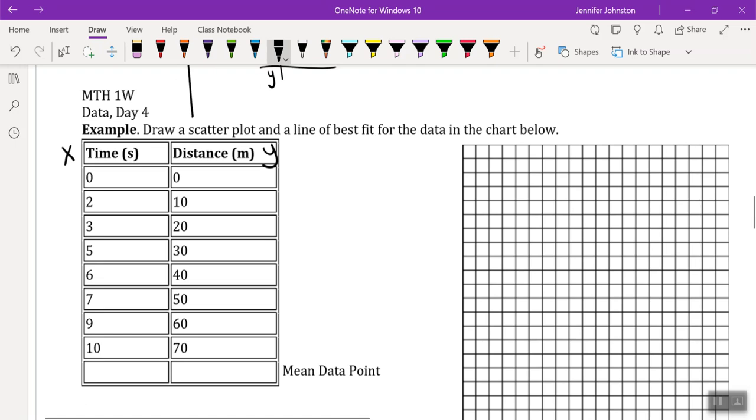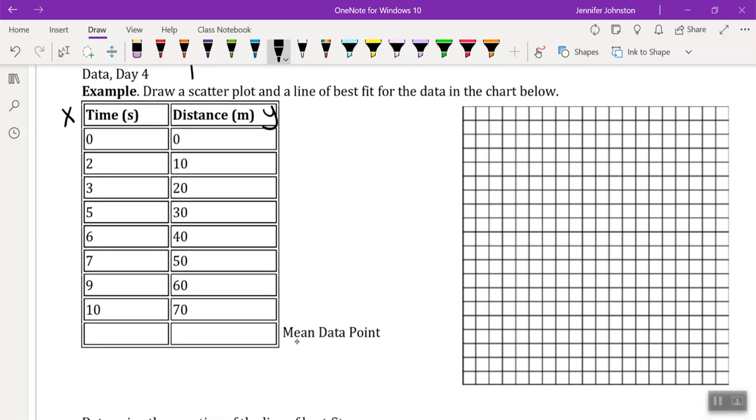All right. So we are going to find what we call the mean data point. In order to find the mean data point, we're going to find the average. In order to find the average, what you do is you add them all up and divide by the number of points.